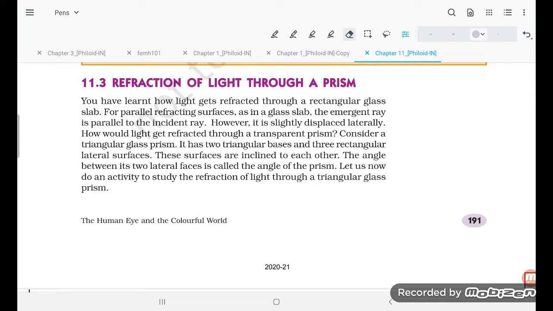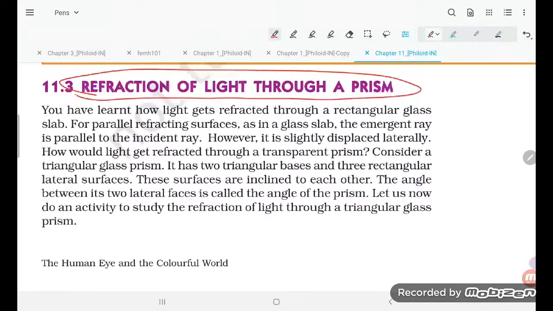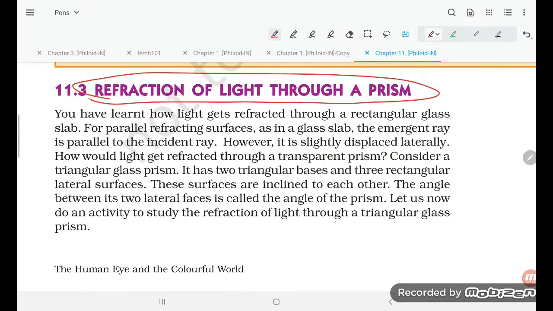Students, we are going to read topic 11.3, that is refraction of light through a prism. Okay, prism. Let's see, students, how the NCERT is dealing with it. You have learned how light gets refracted through the rectangular glass slab with parallel refracting surfaces. In a glass slab, the emergent ray is parallel to the incident ray. However, it is slightly displaced laterally. How would light get refracted through a transparent prism?